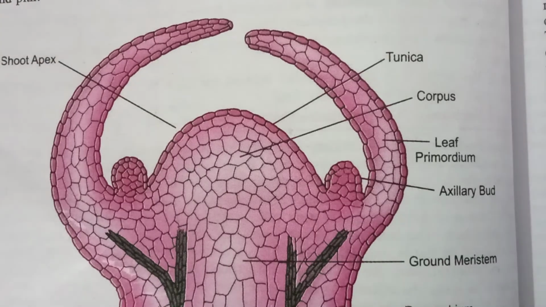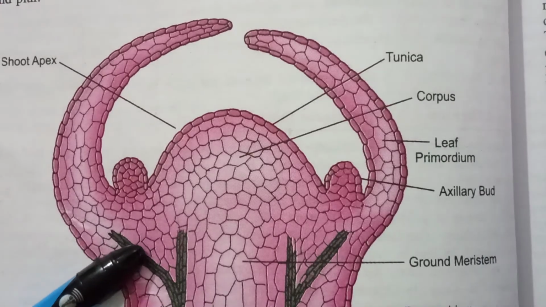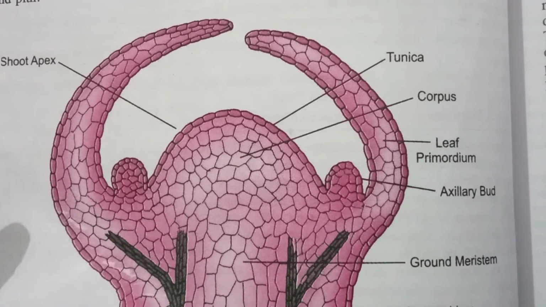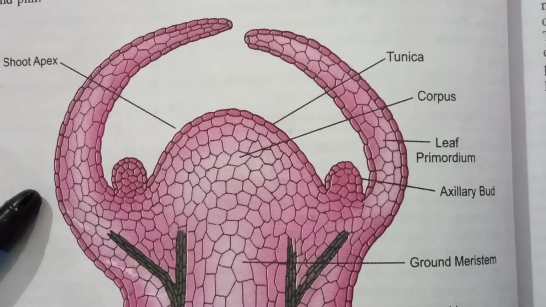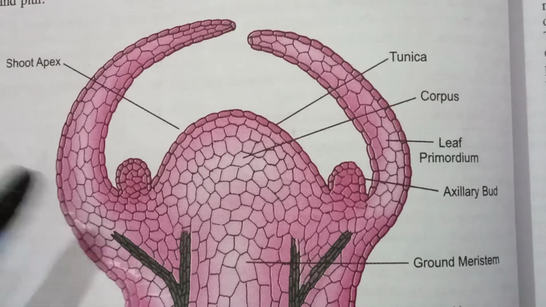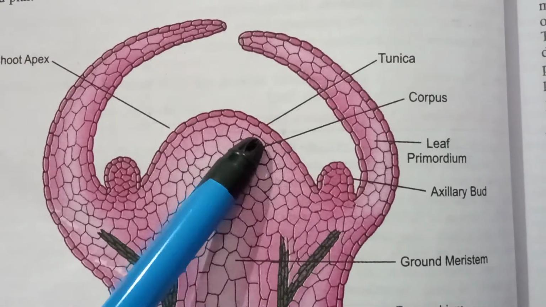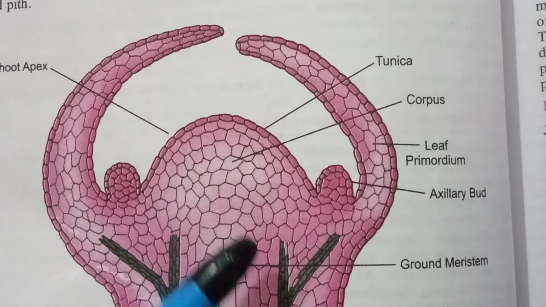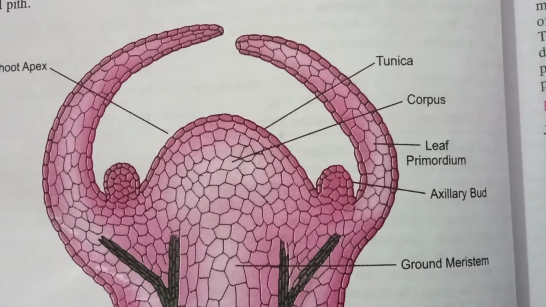So as you can see in the diagram, this is the tunica corpus theory of the vegetative shoot apex. It has two parts, the tunica, the outer layer, and the corpus, the inner one. Tunica is commonly single layered. Here the cells are small, so the outer single layer is the tunica, and the inner part is the corpus.